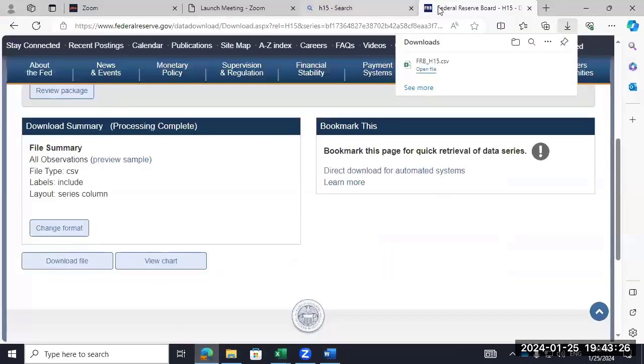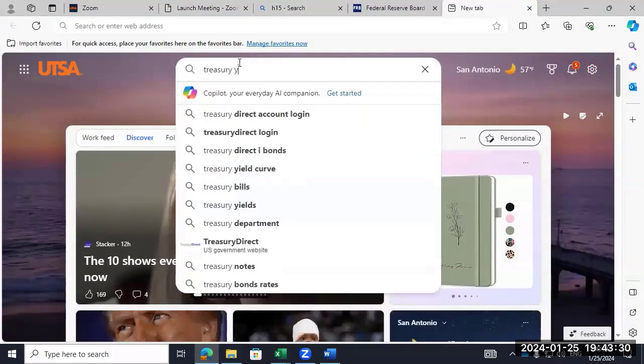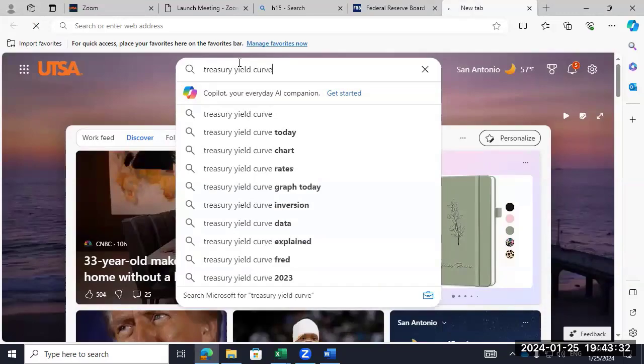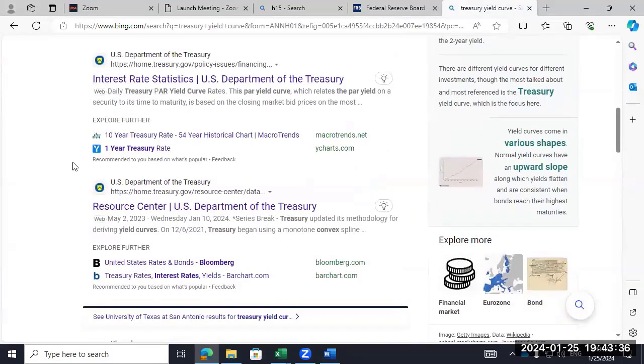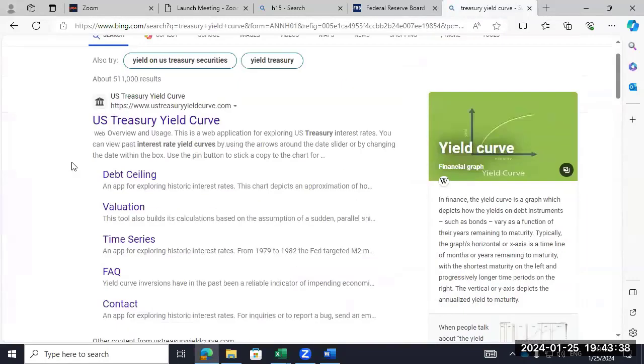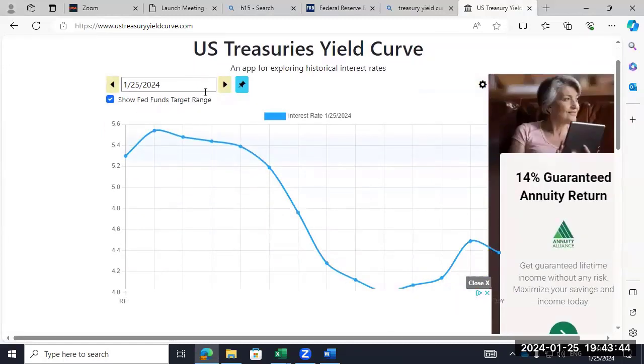You can, there is a really great website. If you just type Treasury yield curve, not the first one, but well, it may be the first one. I'm using a different search engine. Yeah, it's the very first one. So this one's pretty cool.